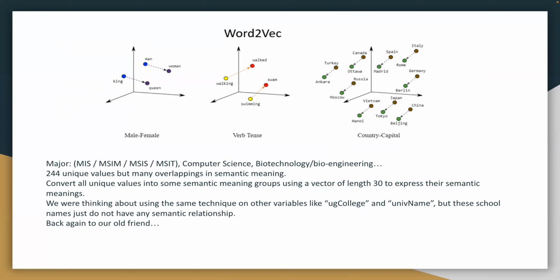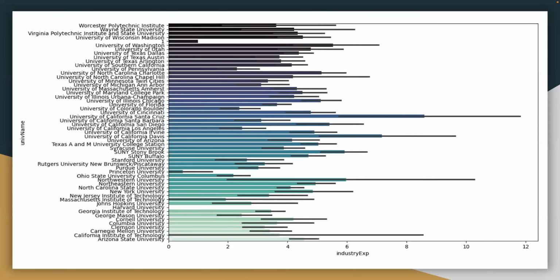We converted all unique values into some semantic meaning groups and used a vector of length 30 to express their semantic meanings. As we were thinking about using the same technique on other categorical variables like undergrad college and university names, these school names just do not have any internal relations in terms of semantic meanings. So we'll just go back again to use the one-hot encoder.